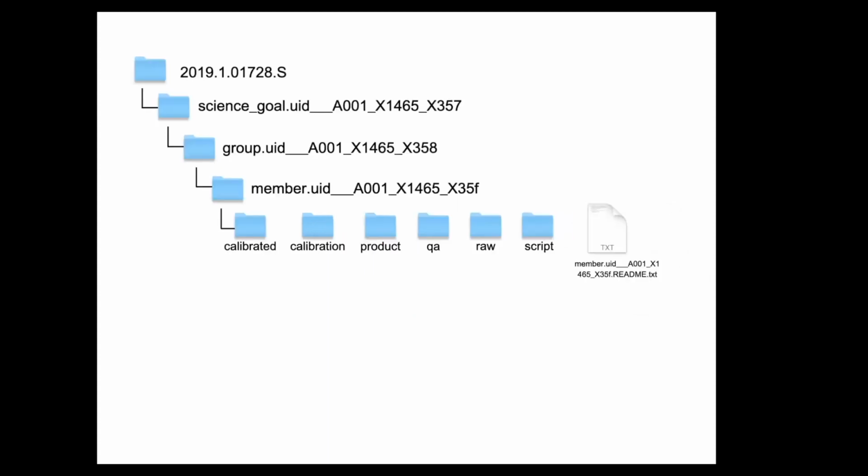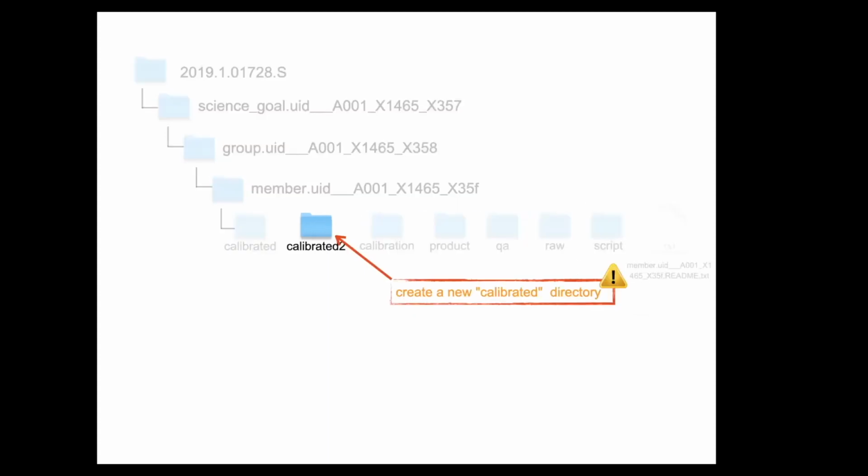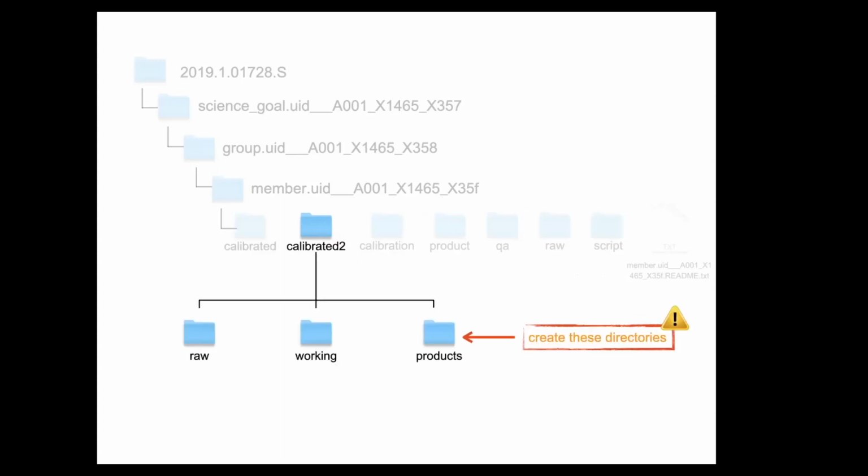And if you see, now we have an extra calibrated directory that you can name the way you want. I will just name it, for example, calibrated 2. And within that calibrated folder, you would need to create 3 other folders that I named here: raw, working, and products. And those need to be named like that. They need to be named raw, working, and products.